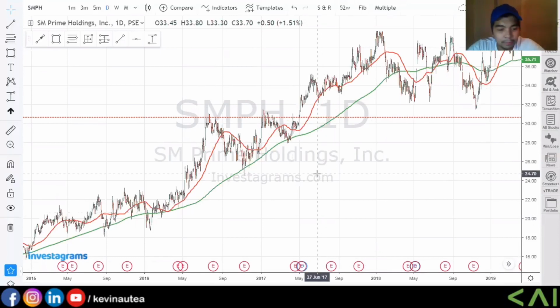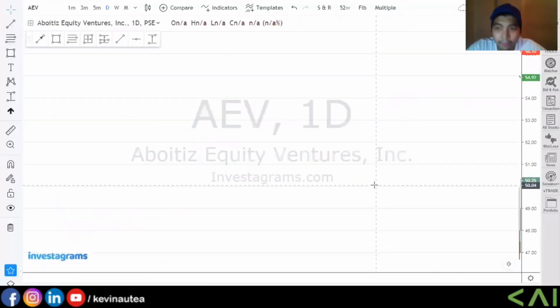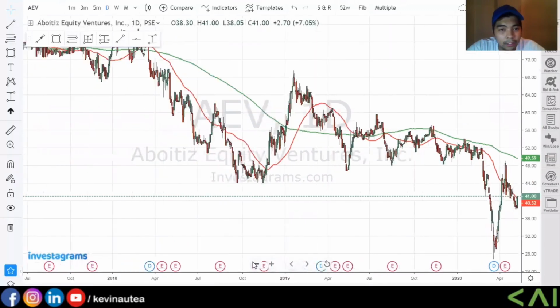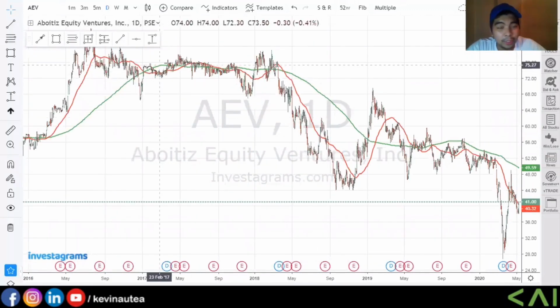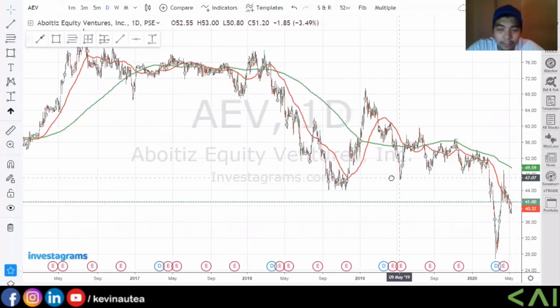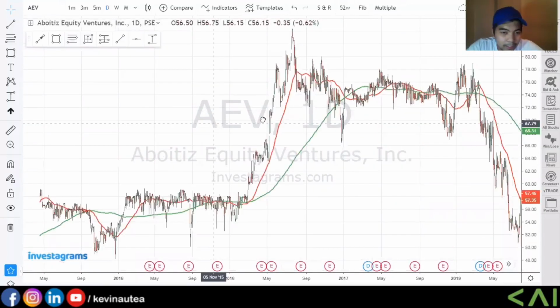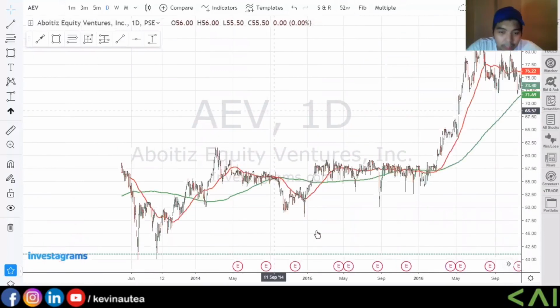Alright, then let me pull AEV, Aboitiz Equity Ventures. For AEV as well, there are some parts that you cannot use it, again, especially on sideways. This is just trend reversals. It's going down, hoping for it to go up, but it didn't go up, or it went down instead. Okay. Here, sideways, sideways, sideways.